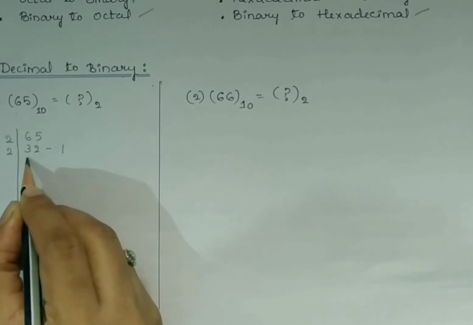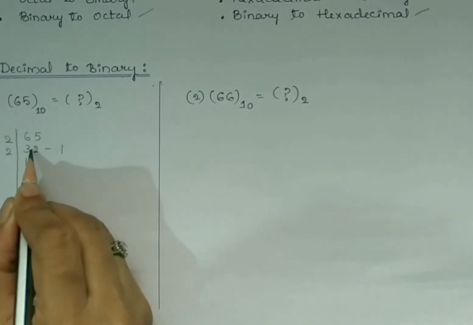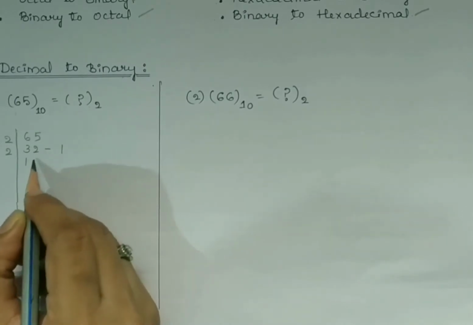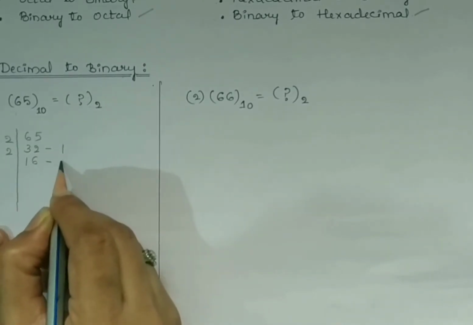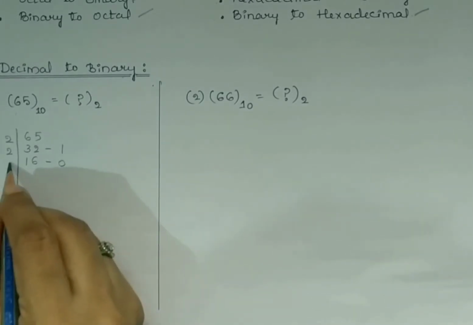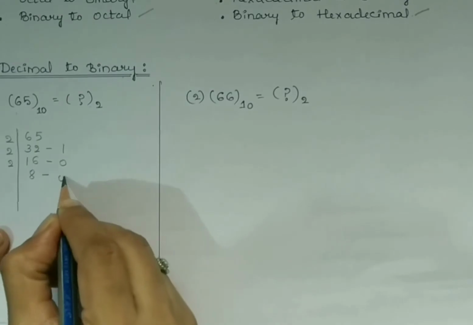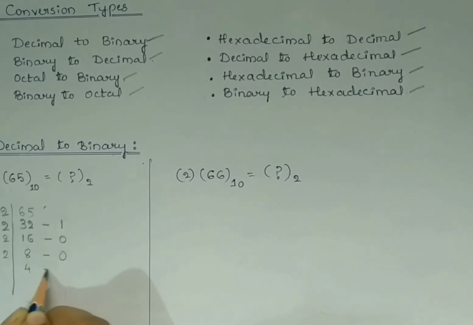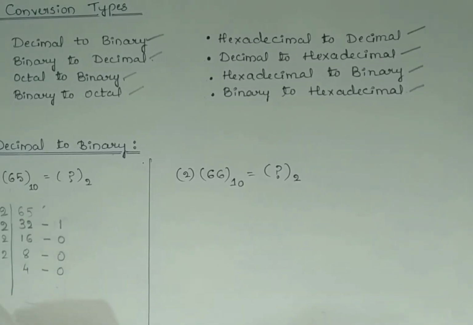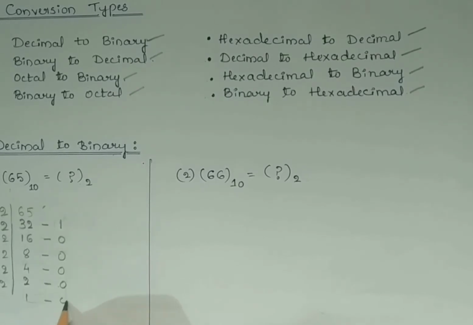Then 2 1s are 2, 3 minus 2 is 1 and 1 will come here, so it will become 12. 2 6s are 12, so 32 minus 32 is 0. 2 8s are 16, 16 minus 16 is 0. 2 4s are 8, 8 minus 8 is 0. Then 2 2s are 4, 4 minus 4 is 0. 2 1s are 2, 2 minus 2 is 0.